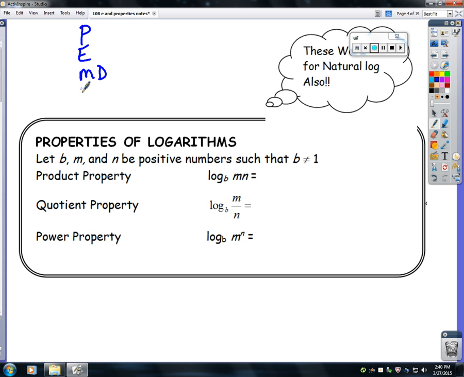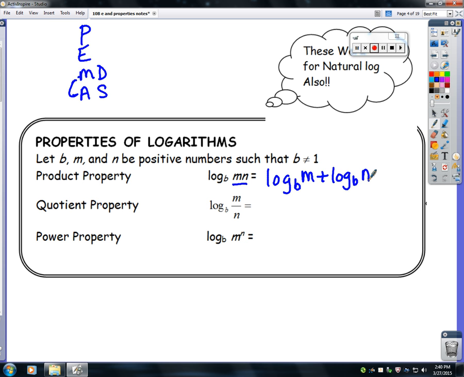So parentheses, exponent, multiplication, division, adding, subtracting. Alright, so here notice that we're dealing with multiplication. Multiplication is going to turn into addition. So I can rewrite this expression as log base b of m plus log base b of n. Those are equivalent expressions. And later on in the video, if you're interested in the proof of this, I included the proofs as part of the video that you can look at.